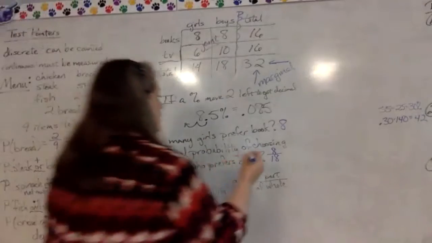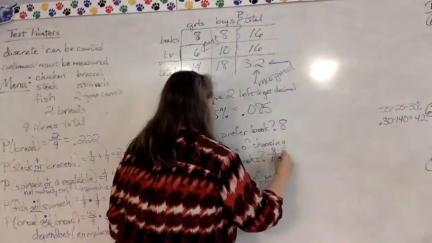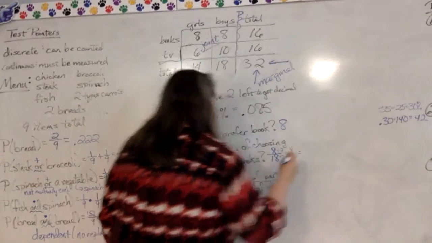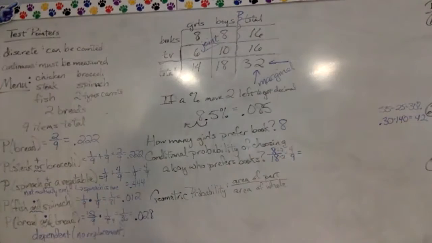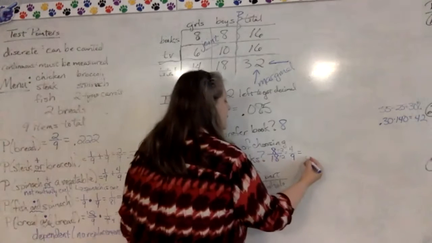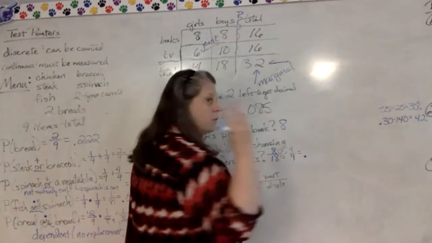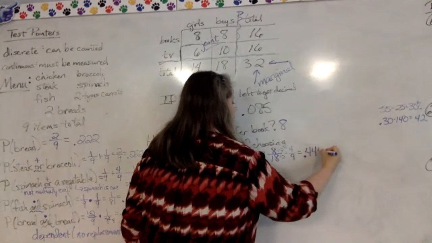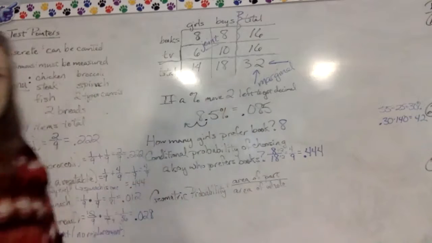So 2 goes into both of them. So I get 4/9. So I'm going to get another lovely repeating decimal. It's going to be 4 repeating. And since it's 4 repeating, and I'm talking about probability, we usually have 3 decimal places. So it's 0.444. Okay.